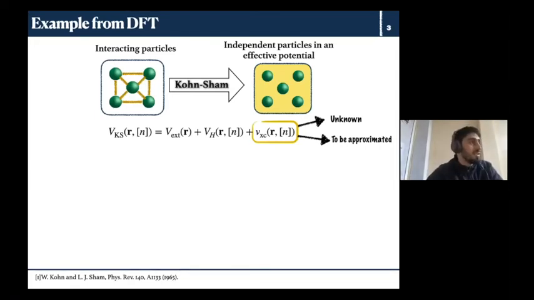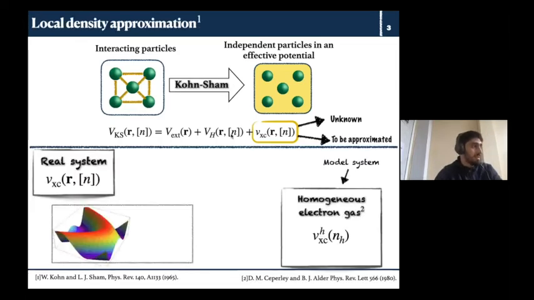Let's see how. According to the Kohn-Sham scheme, a system of interacting particles can be mapped to a system of independent particles living in an effective potential, which is the Kohn-Sham potential, and which is the sum of an external, Hartree potential and the exchange correlation potential, VXC, which is the unknown part that we need to approximate. So one famous approximation to the VXC is the local density approximation.